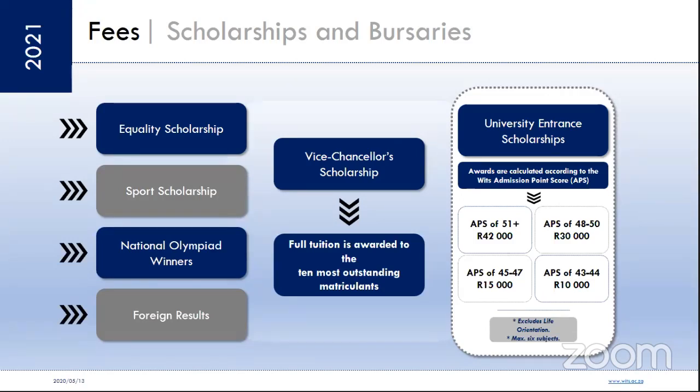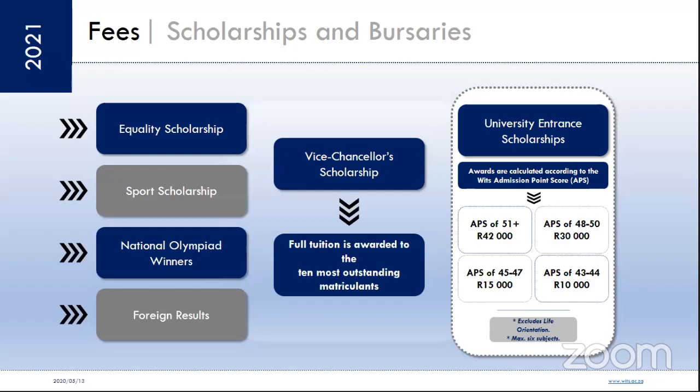You've also got your National Olympiad scholarship. It is for those who won the National Olympiad competitions. Sports scholarship, I'm not sure if Shaman is in. I think he will explain that at the end. And university entrance scholarship, this is how it's calculated. I'm going to just give you an idea how we calculate this now.